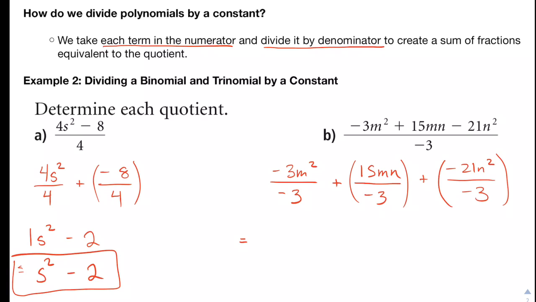Now we divide all the numbers. Negative 3 divided by negative 3 is positive 1. So that's actually gone. All I have left is m squared. And here I do 15 divided by negative 3, which is negative 5, and I still have my mn. And lastly, I have negative 21 divided by negative 3, which is positive 7, and we keep the n squared.